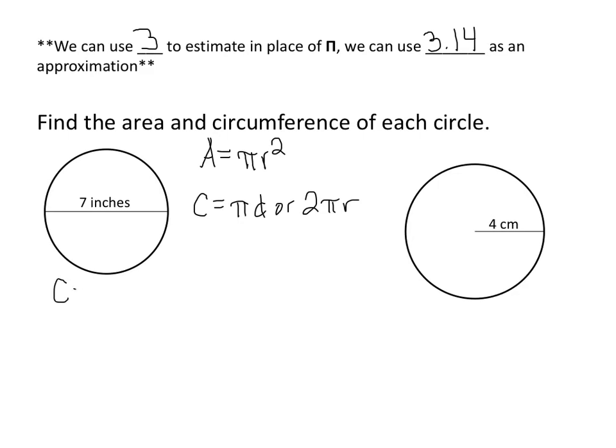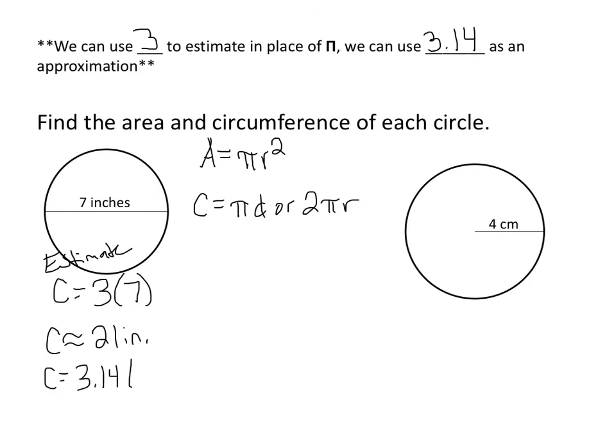So when we're finding their circumference here, if we were going to estimate, we could just take 3 in place of pi times their diameter, which is 7. So the circumference would be about 21 inches. If we wanted to find a more exact answer, I could use 3.14 in place of pi times 7. And when I do that, I get 21.98 inches. So once again, this would be our estimate, and this would be our approximation.